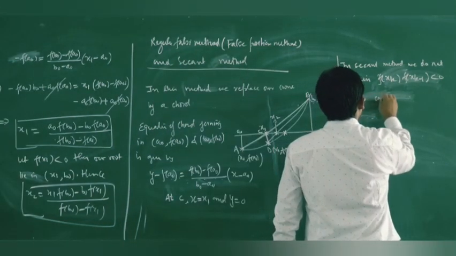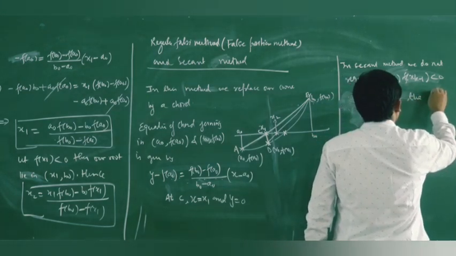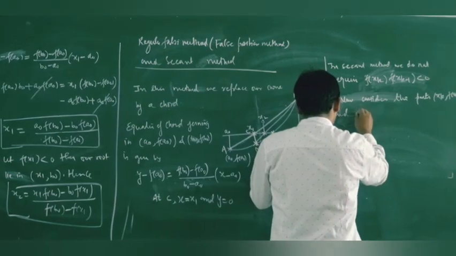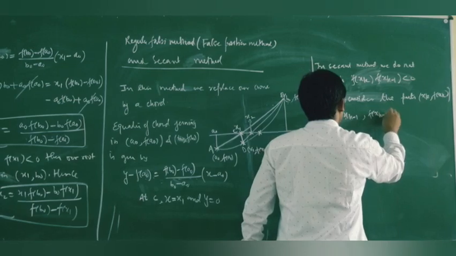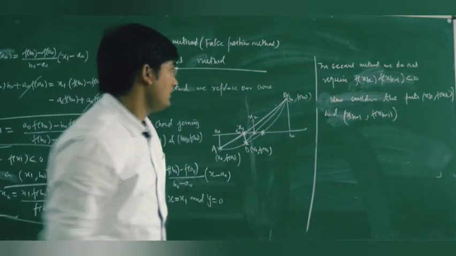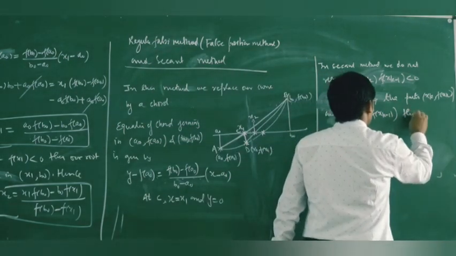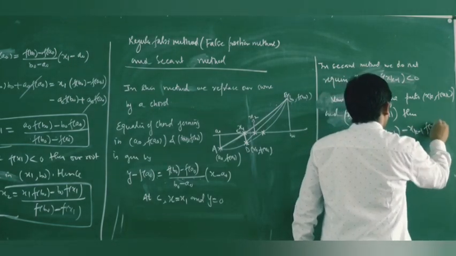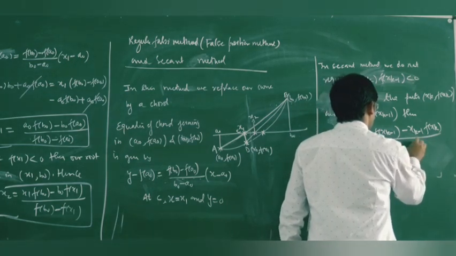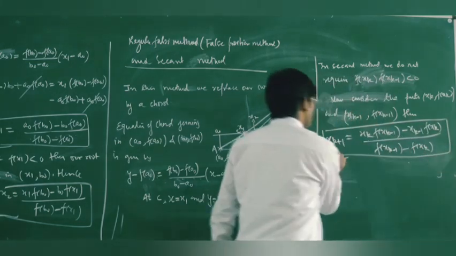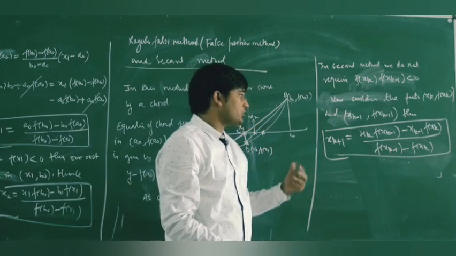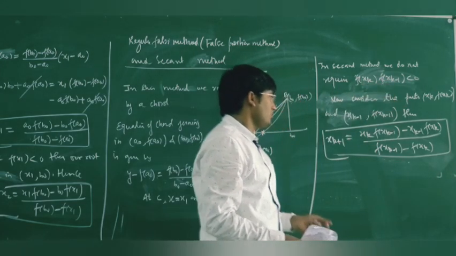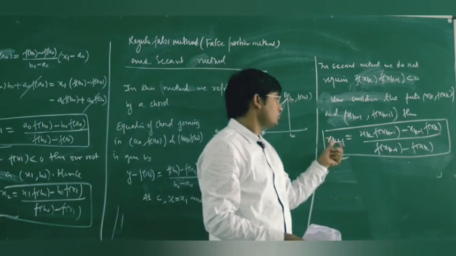Now consider the points (xk, f(xk)) and (xk minus 1, f(xk minus 1)) as the endpoints of the chord. Then our xk plus 1 is equal to [xk f(xk minus 1) minus xk minus 1 f(xk)] divided by [f(xk minus 1) minus f(xk)]. So this is your root for the second method. Here we do not require any condition of the type f(xk) into f(xk minus 1) less than 0. So we will just put the values of k as 0, 1, 2, 3 and so on.